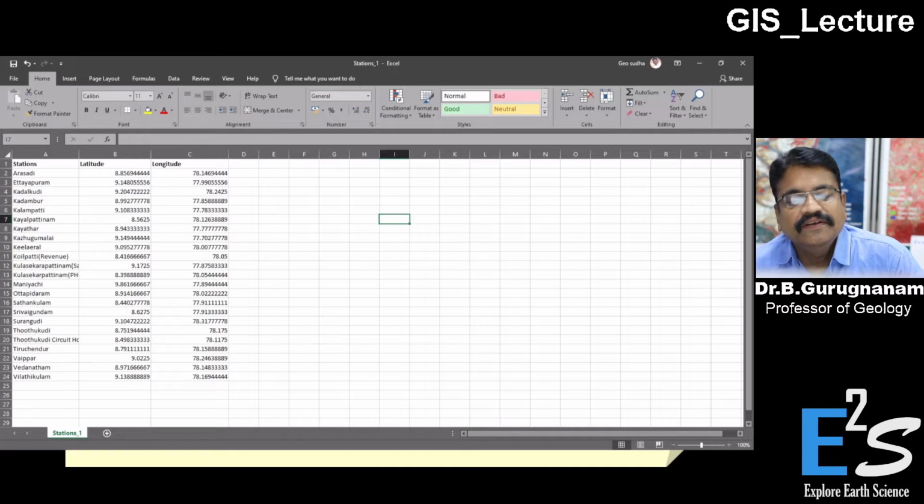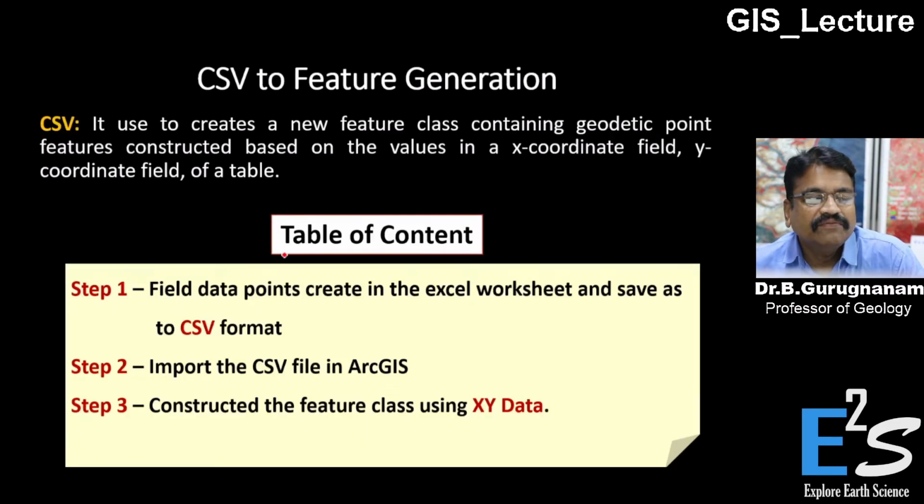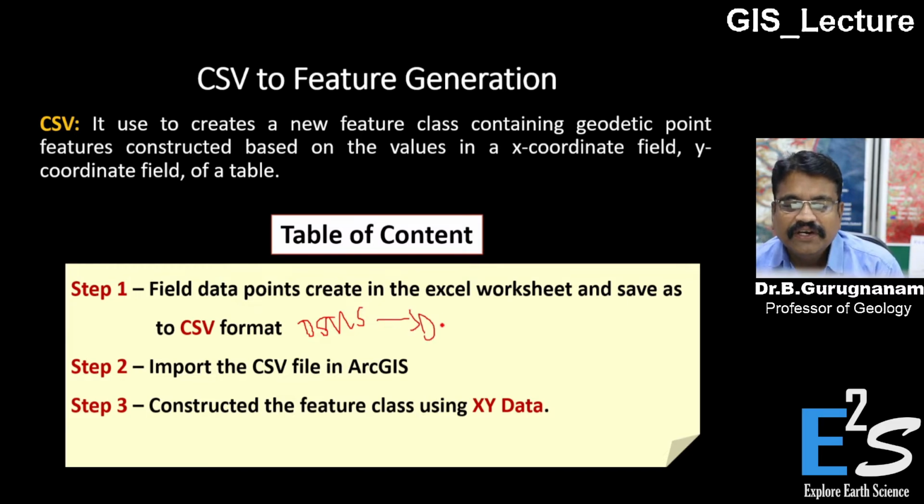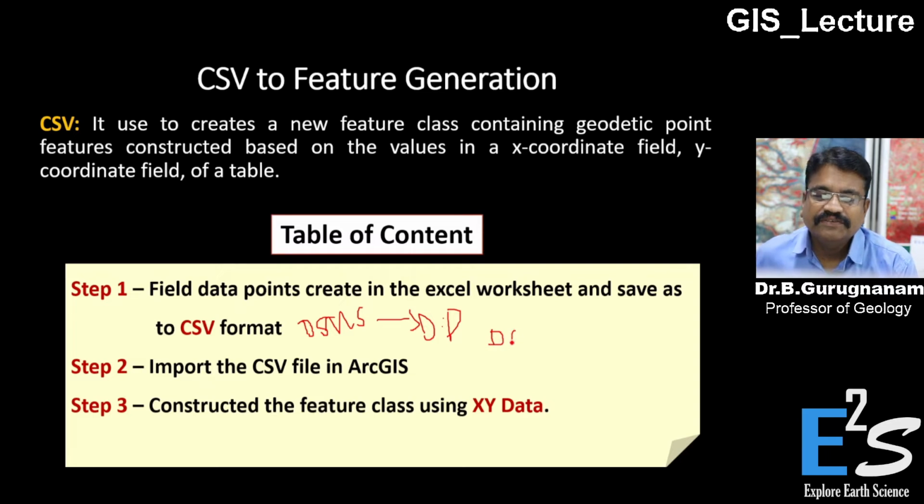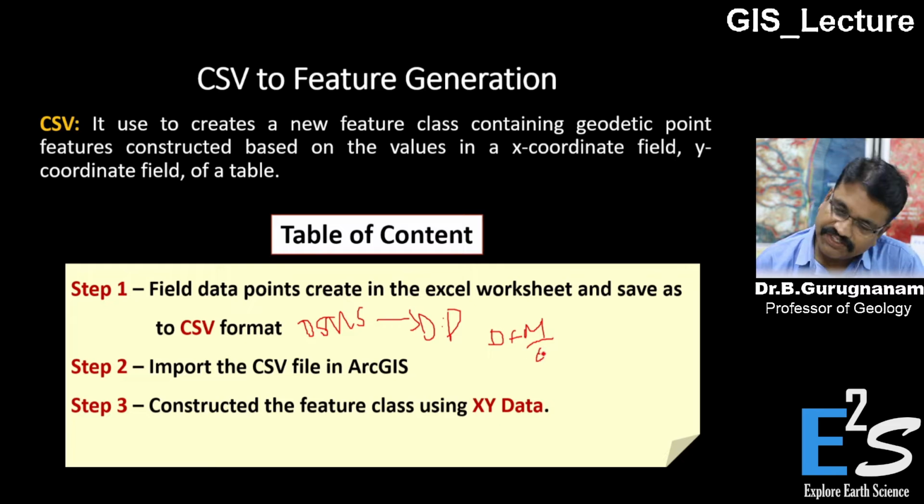Let me tell you how to convert this. Normally we have degree, minutes, seconds, DMS, and this has to be converted into decimal degrees, DD. How we convert this: the degree we keep as such without any change, plus minutes divided by 60. Every minute is 60 seconds, so seconds are divided by 3600.